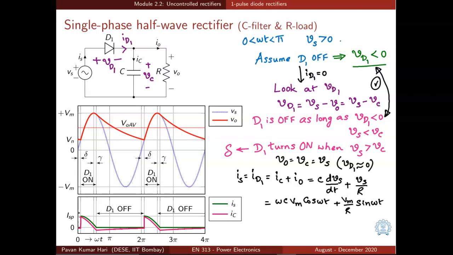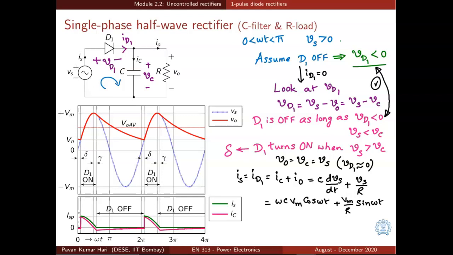So if we need to look at the voltage VD1, we need to apply KVL in this particular loop. And if you apply KVL in that loop, what do you get? VD1 is equal to Vs minus VO, or Vs minus Vc. The voltage across the capacitor is the same as the output voltage, or the voltage across the resistor. So unless we know Vc, we cannot say anything about VD1. We know Vs is positive, but we don't know what Vc is.